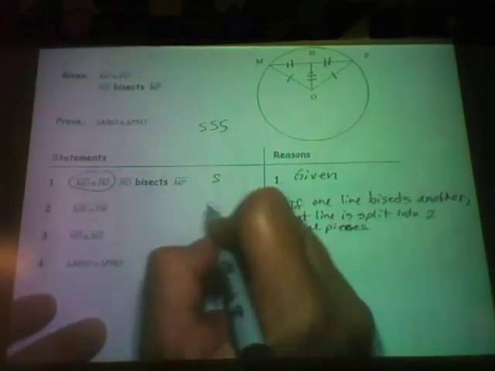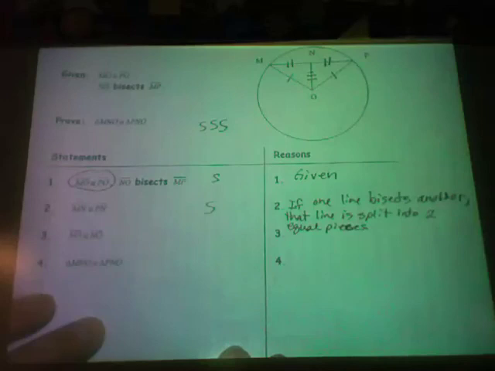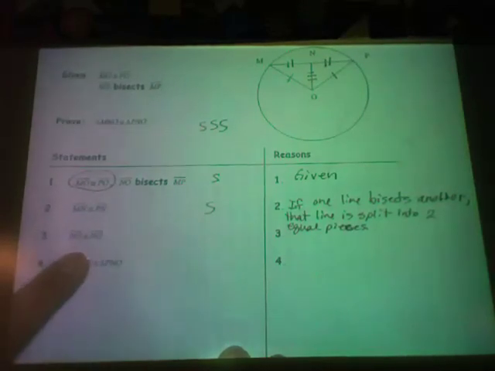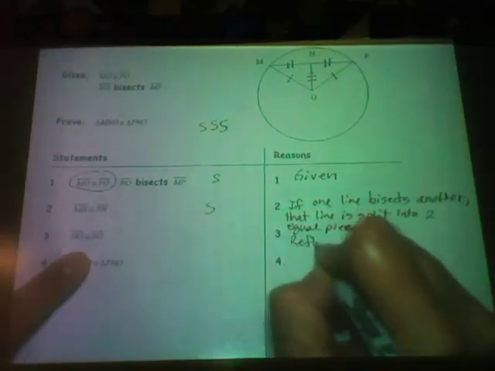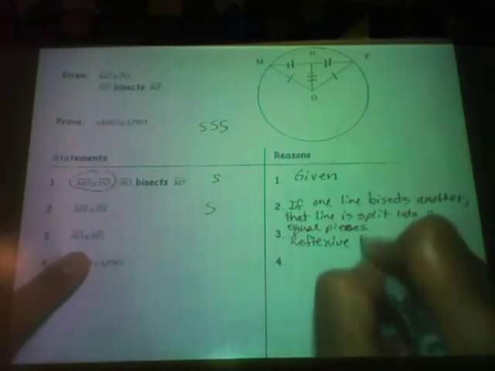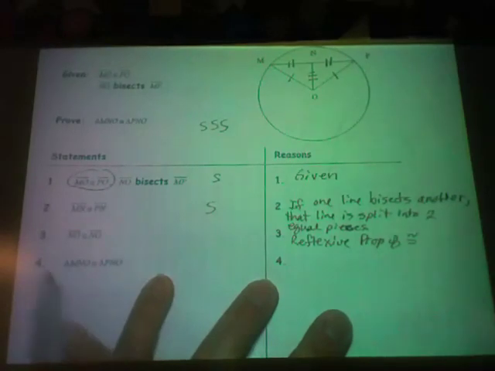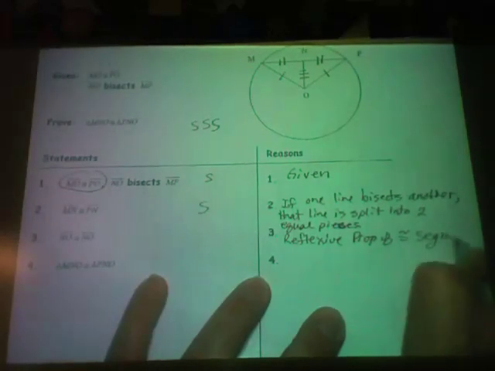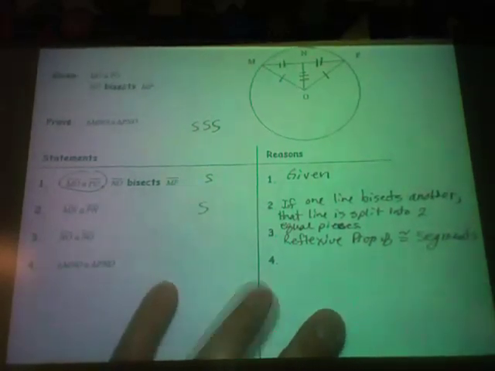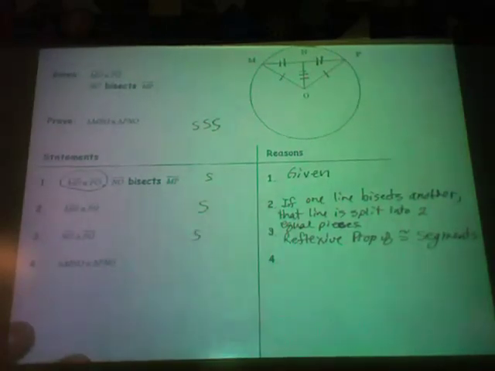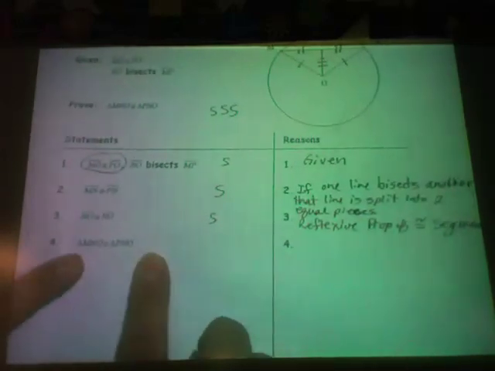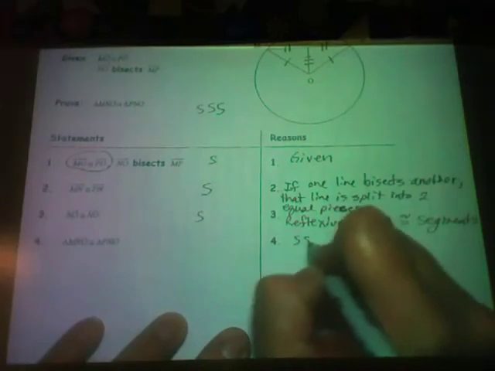All right, isn't that our second S? Would you agree? All right, then how did we get NO is congruent to NO? What property? You cannot just say reflexive, right? So we have to say reflexive property of what? Of congruent. What are those things? Segments. Aren't they segments? And then isn't that our third S? Haven't we completed all the three parts that we need? How can we now prove that those triangles are congruent? By SSS.